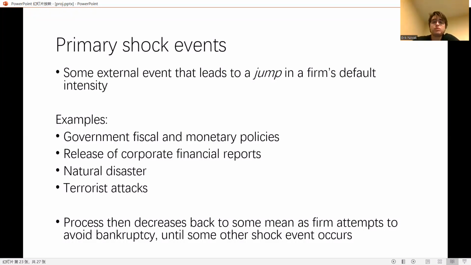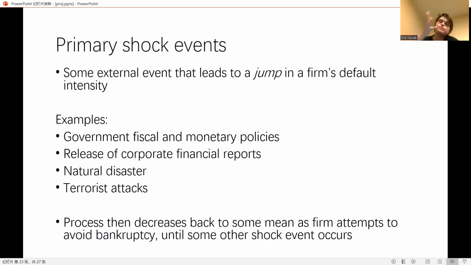These might be some sort of government fiscal or monetary policy that's detrimental to the firm's financial wellness, or the release of corporate financial reports that might have not great information for the company, maybe some quarterly earnings report. It might also be a natural disaster, maybe a hurricane destroyed the firm's warehouses, or perhaps a terrorist attack. And what ends up happening then is that the risk that the firm defaults obviously grows.